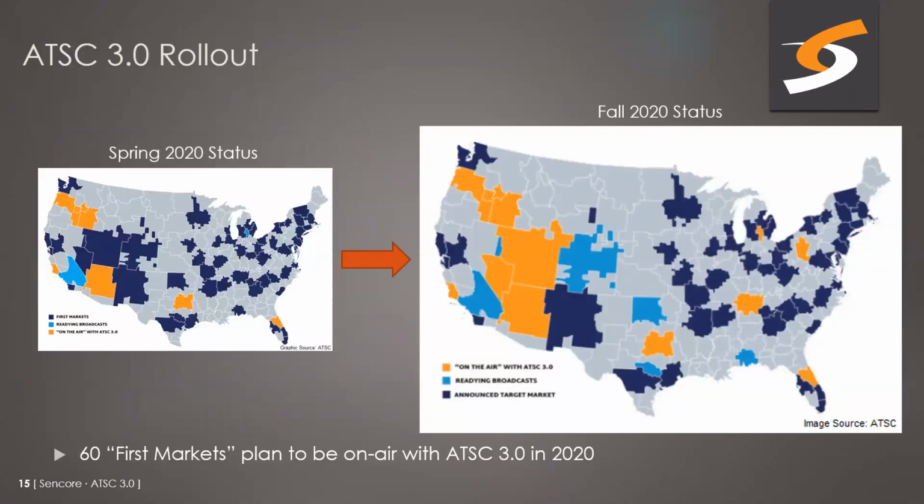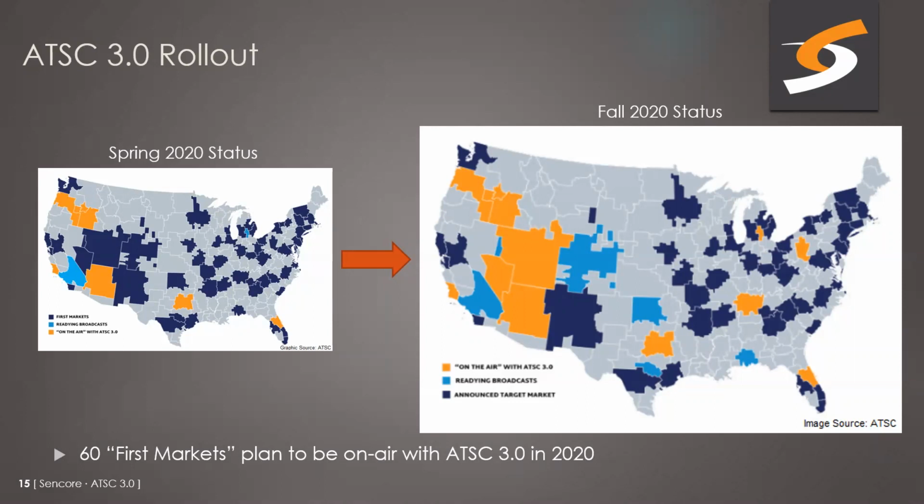There definitely have been some updates in the ATSC 3.0 on-air statuses, so you can see what it was back in May. With the orange markets there on the air, the number of on-air markets has substantially increased in the last 6 months.